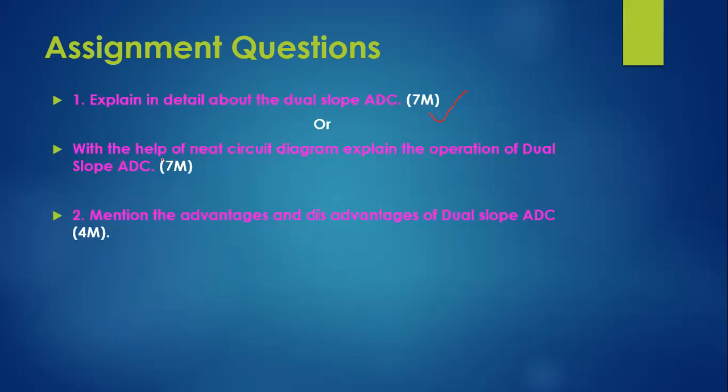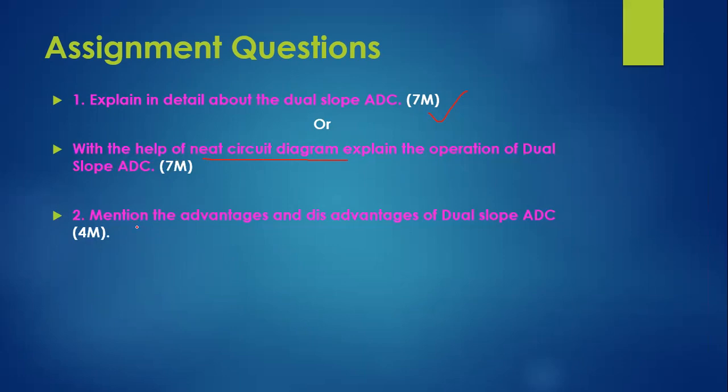Here first we have to draw the circuit diagram and waveform very neatly. Next we have to explain the operation in terms of two cases. The first case is when the switch is connected to Vi, and the second case is when the switch is connected to the reference voltage. So how these two slopes have been formed, if you explain it, it is enough.